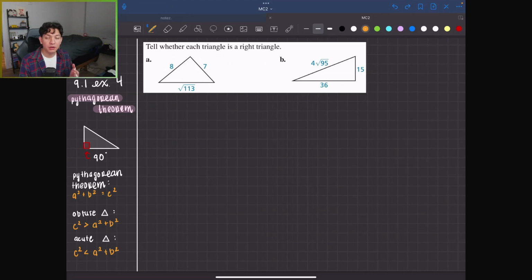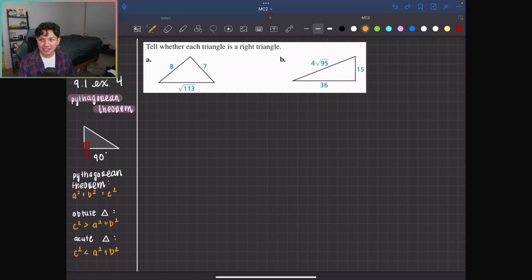In this next example, we're going to use the Pythagorean theorem to show if a triangle is a right triangle, okay? So the key here is to know which side is going to be your hypotenuse. We know that the hypotenuse of a right triangle is always going to be the longest side.